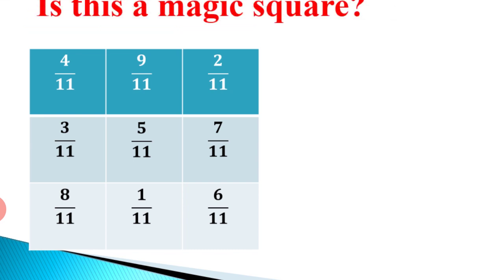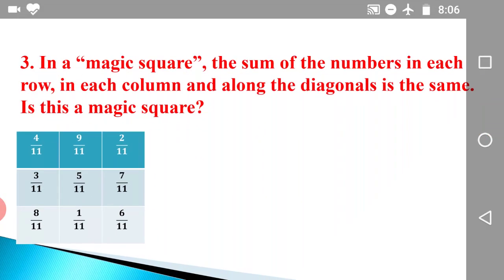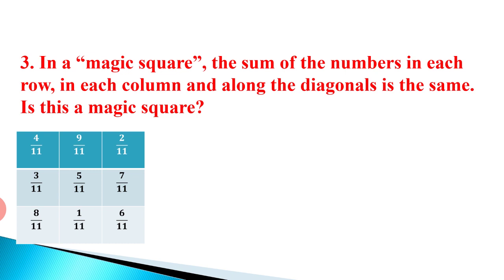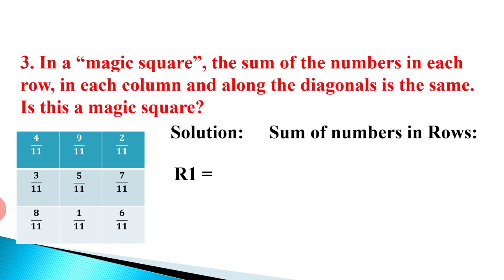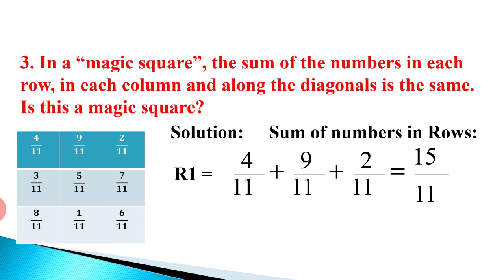So let us do it. It's very easy to do the addition, as all the fractions are like fractions. They are not unlike fractions, but you prepare yourself that this question can be asked with unlike fractions as well. Is it okay? So let us go for row 1 first. So sum of numbers in rows. So row 1 is 4 by 11 plus 9 by 11 plus 2 by 11. That comes out to be 15 by 11.